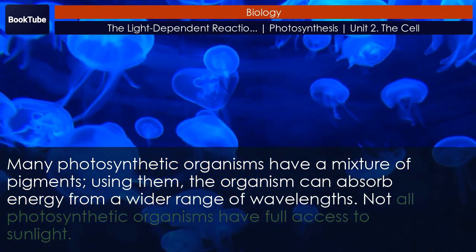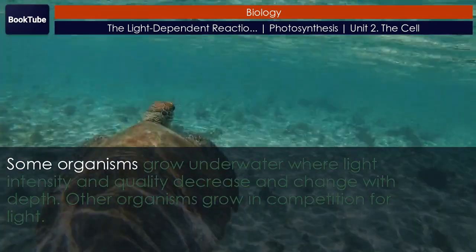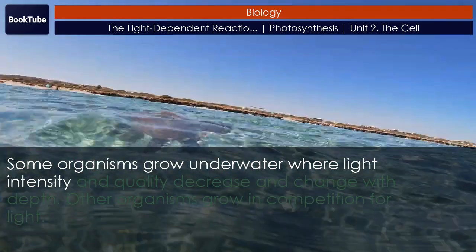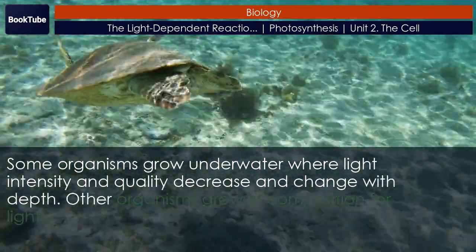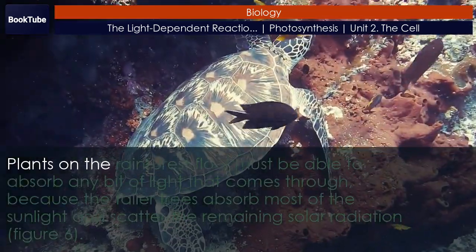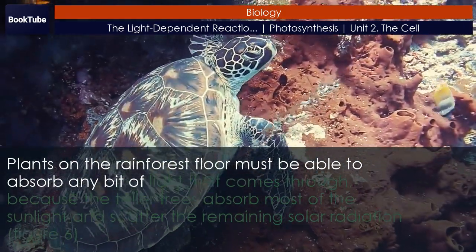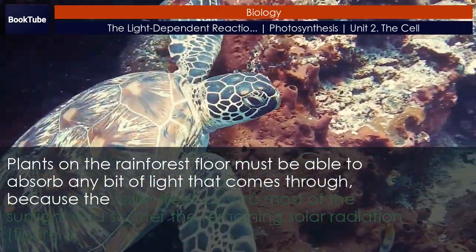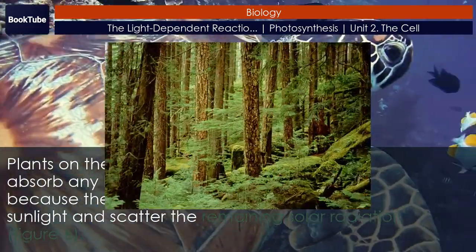Not all photosynthetic organisms have full access to sunlight. Some organisms grow underwater where light intensity and quality decrease and change with depth. Other organisms grow in competition for light. Plants on the rainforest floor must be able to absorb any bit of light that comes through, because the taller trees absorb most of the sunlight and scatter the remaining solar radiation.